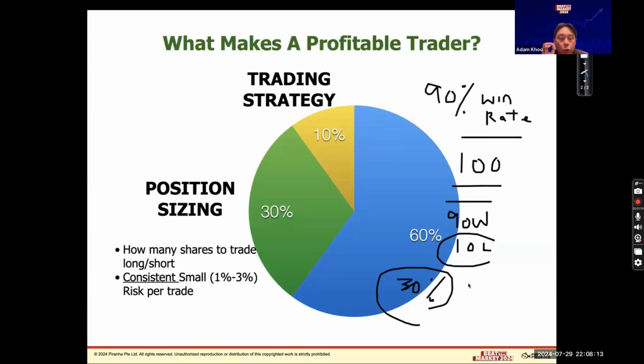And when the winning trades appear, you're no longer in the game because you got blown out. You understand? So you have to keep your risk very small, so that in the event when you get the losing streak, you are still in the game. Your capital is still there to capture the winning streak. You follow what I'm saying?